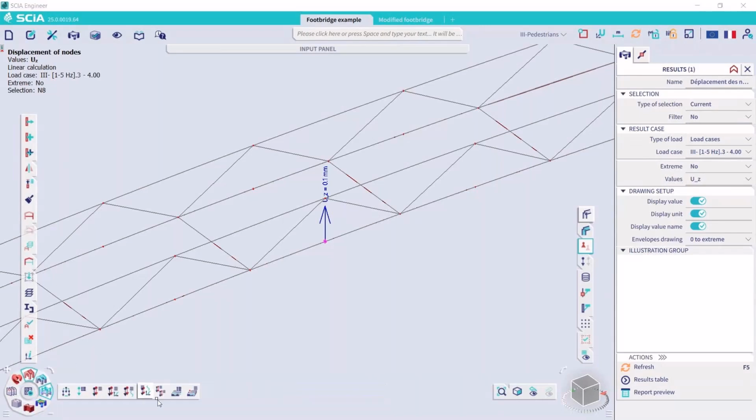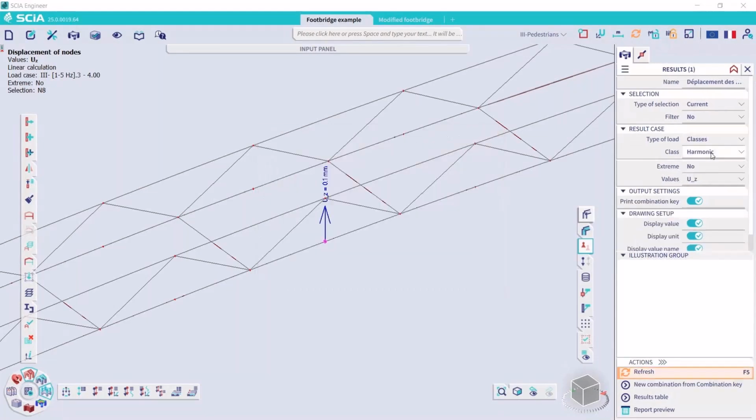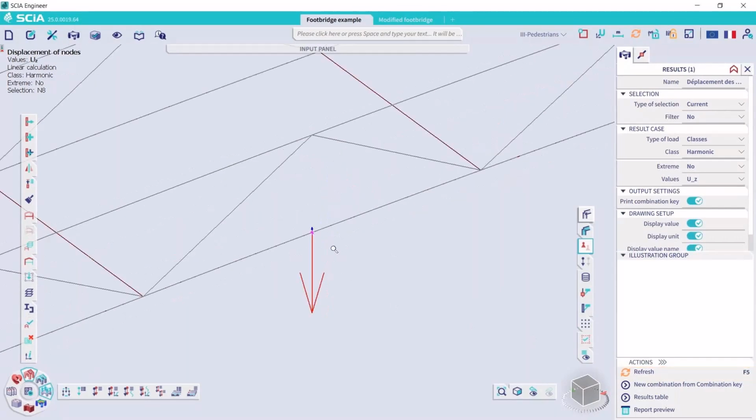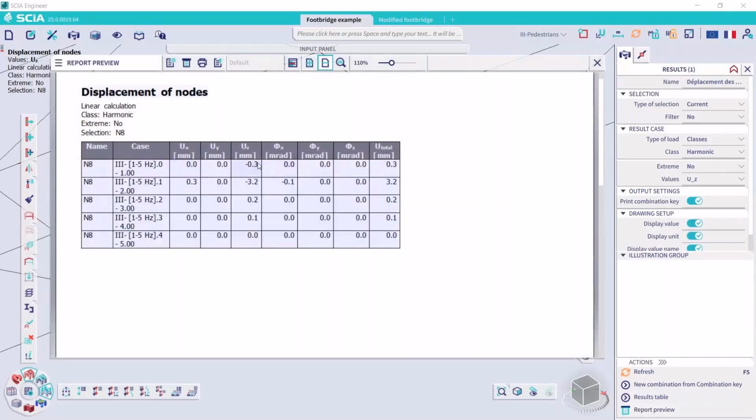Another possibility in this case is to create a class of results which will include these 5 load cases together. Now, if I ask for the results for this harmonic class, and I ask for extreme no, graphically it will show me the biggest and smallest values. And in the preview, we will have the value for each of the 5 load cases. So we see the value at 1, 2, 3, 4, and 5 Hertz. And you can notice that at 2 Hertz, we have the biggest value.